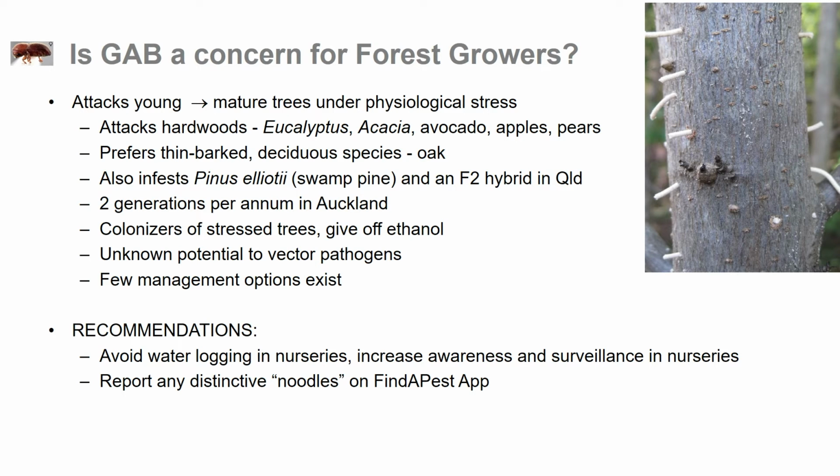We can confirm GAB also infests swamp pine, Pinus elliottii, the freshly cut logs, and F2 hybrids with the tropical species Pinus caribaea that were growing in Queensland. This does make us a bit nervous.